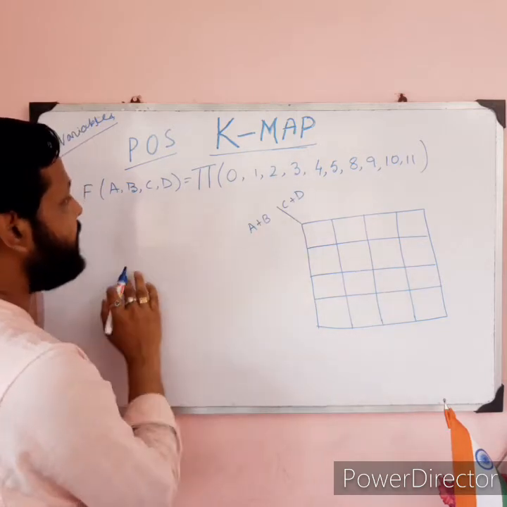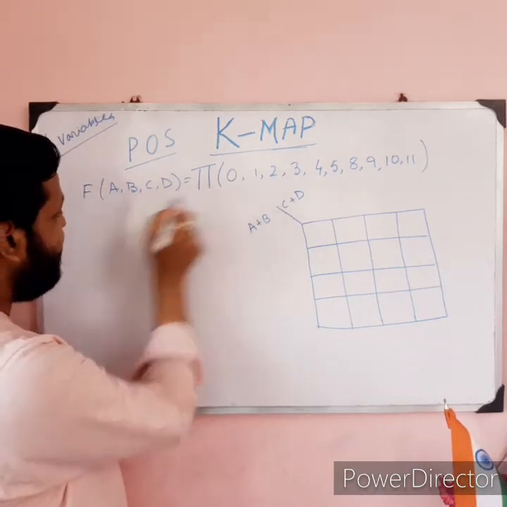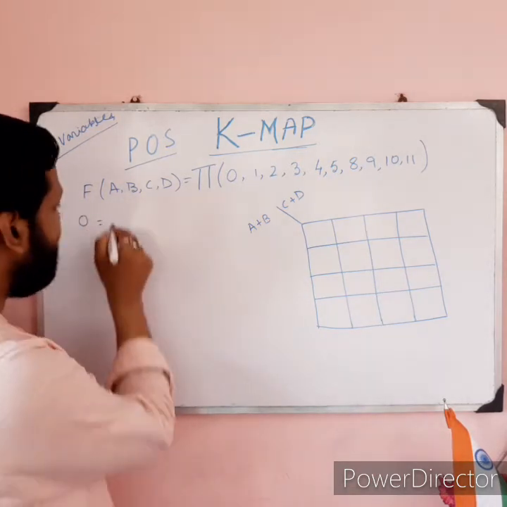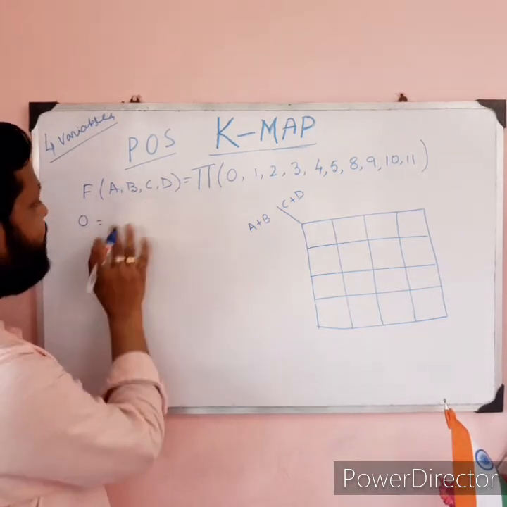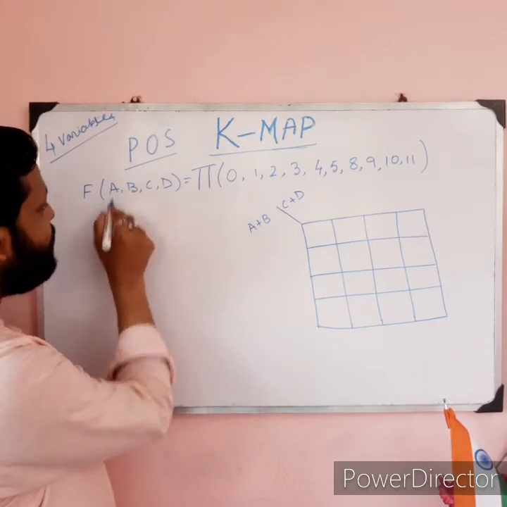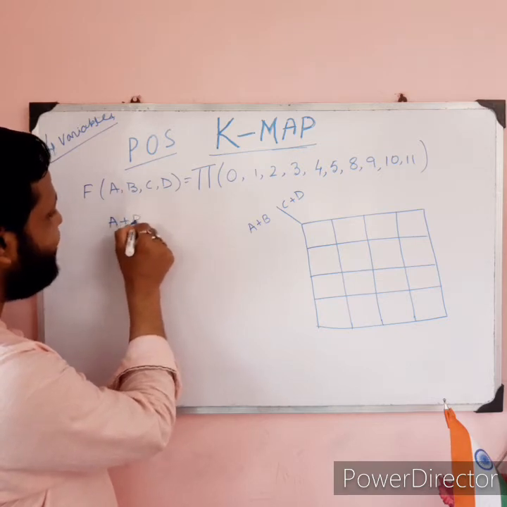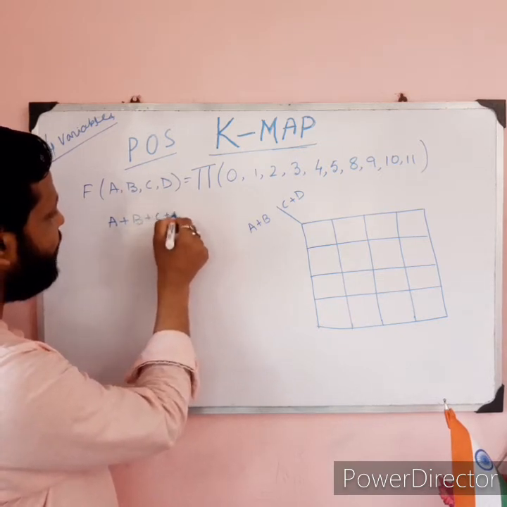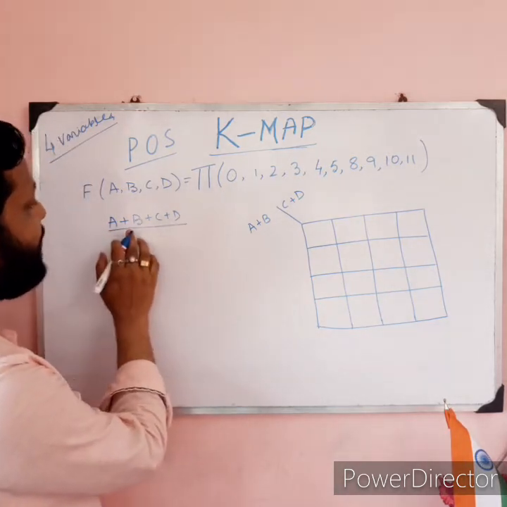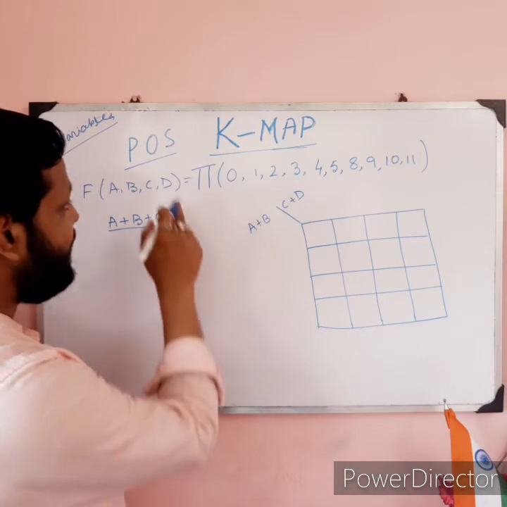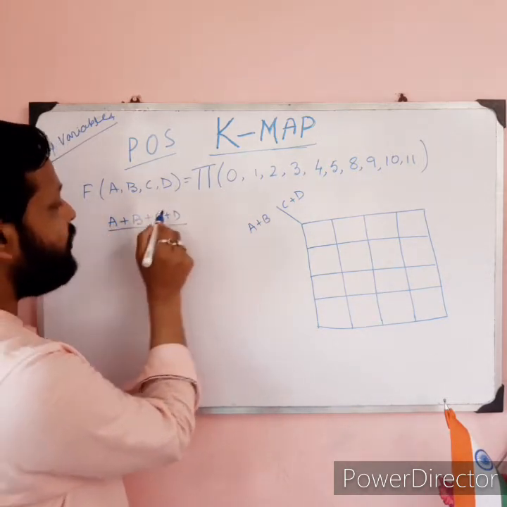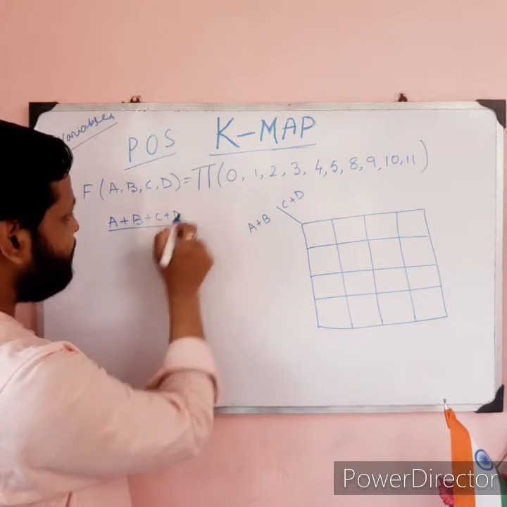What is this changed concept? In the case of POS, if I represent this 0 with A, B, C, D, then A0, B0, C0, D0 are all 0. In POS, 0 is represented without any complement. So to represent 0 in POS, the term is A plus B plus C plus D. In POS, variables are without bar or complement.